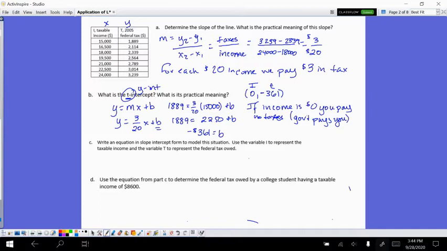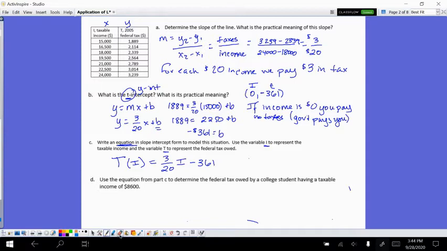Now that we know those two things, we can write an equation in slope-intercept form. We are told to use those variables I and t. So we're going to start with t and use function notation to say that taxes are a function of income, and our slope was 3 over 20. We're going to multiply that by income and subtract 361, and that would tell us the tax that we owe.